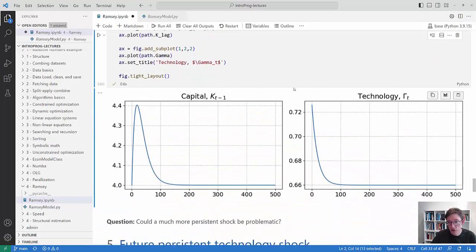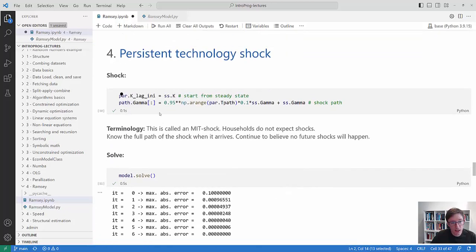We get a persistent shock to technology, and we have that capital, because now it's more productive to produce stuff, we accumulate more, and we therefore also produce more. So now we could of course begin to change this shock. So we could say, what if this was 0.98?